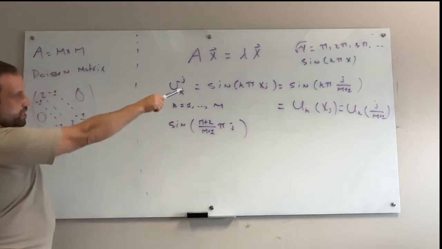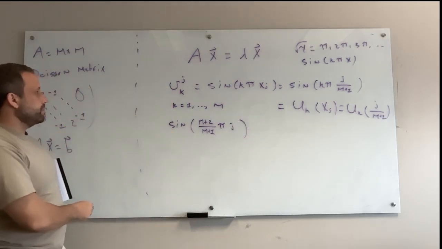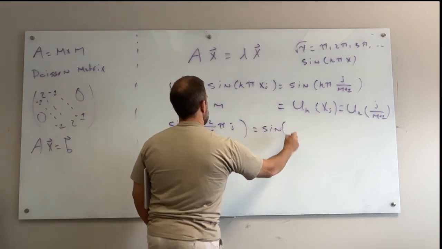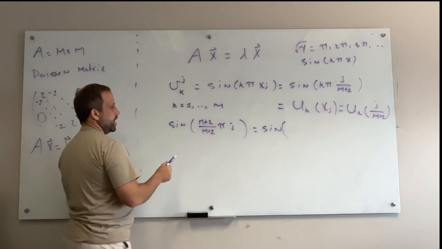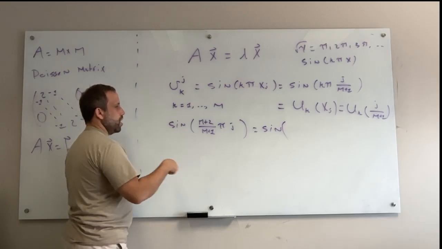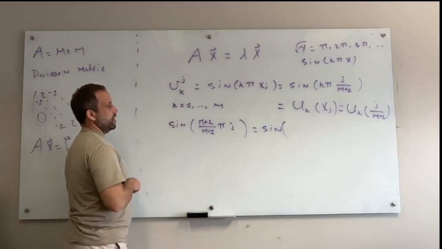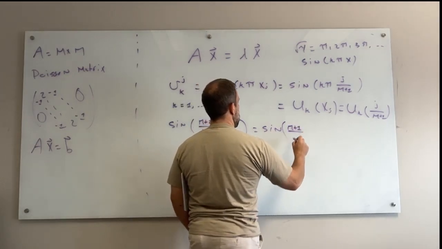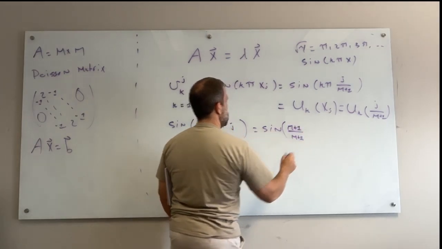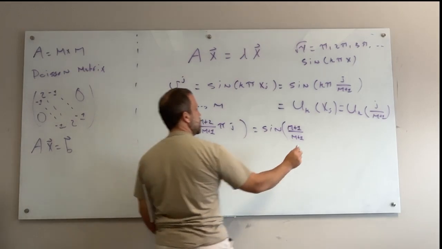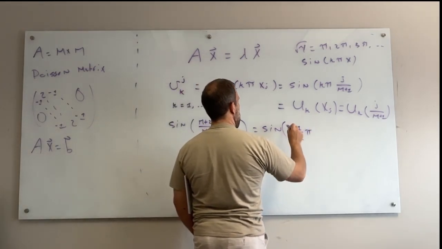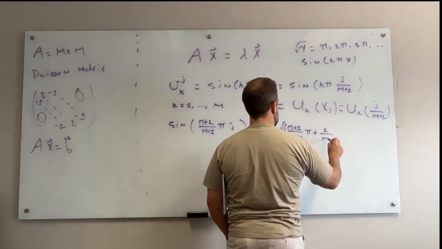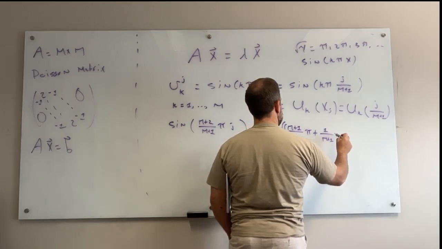Okay, if I just look at that formula and put k equal to m plus 2, notice what this is going to give me. I'm going to have sine of (m plus 2) j pi over m plus 1, which is m plus 1 over m plus 1 pi plus 1 over m plus 1 pi, times j.